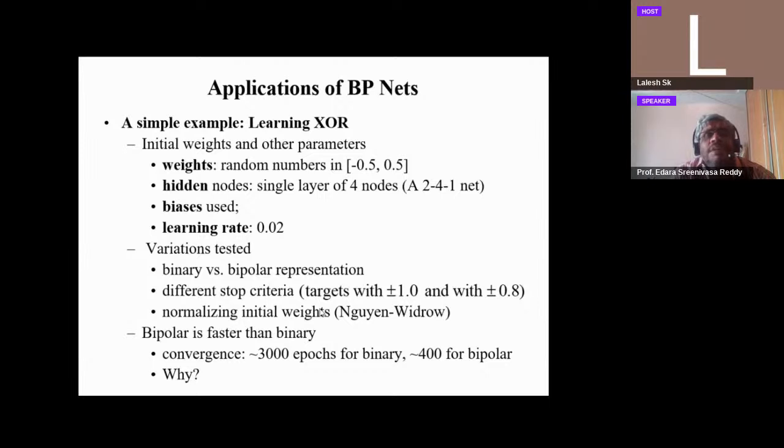So you take random weights between minus 0.5 and 0.5. We have two inputs only. Hidden nodes: a single layer of 4 nodes. As I told, 2, 4, 1.